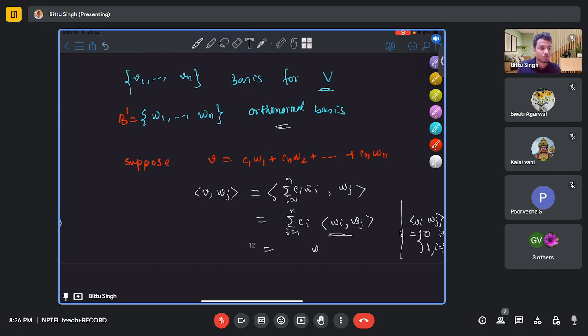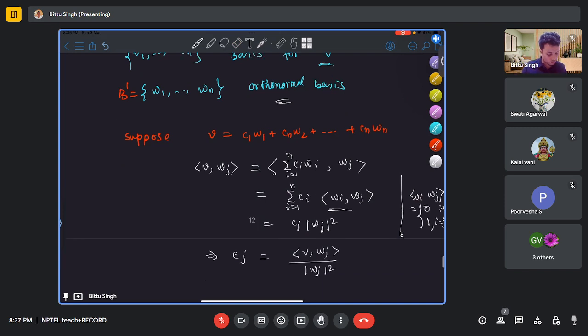Other things, wi times wj, will be 0 because those are orthogonal. So from here only wj, this entry will survive, and other entries ci times those will be zero. So you can cancel those things. Hence you can write cj, this is the same as v comma wj by norm of wj square. And for orthonormal, norm of wj square is 1. We can write v comma wj, right?